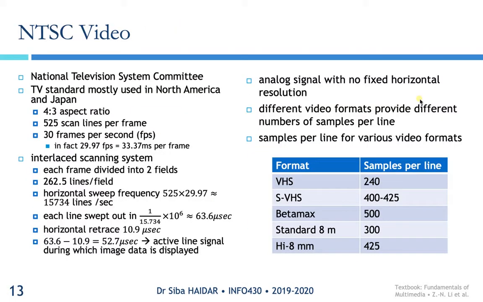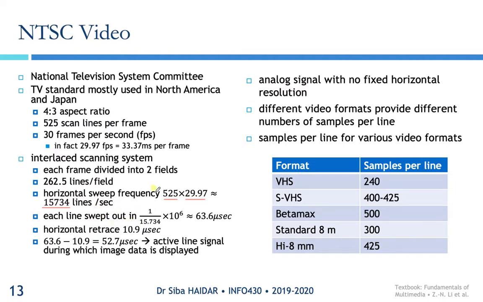Back to our NTSC slide, we continue the standard description. In the standard, we said the aspect ratio, how many lines per frame, how many frames per second we are sending, and whether it is interlaced or not. Then we say the horizontal sweep frequency, which is a simple calculation: the number of lines in each frame times the number of frames, 29.97 frames per second. This gives 15,734 lines per second. So if I ask now, how many seconds will it take to send every line?